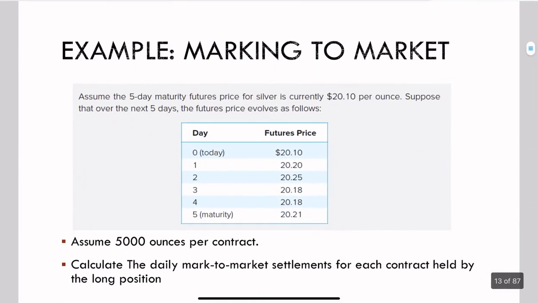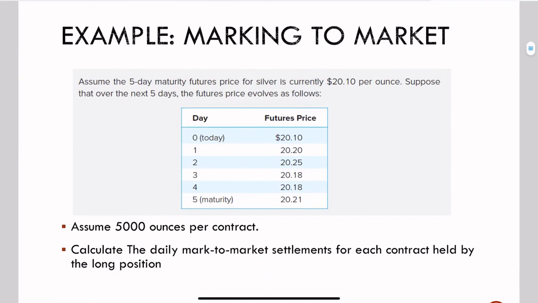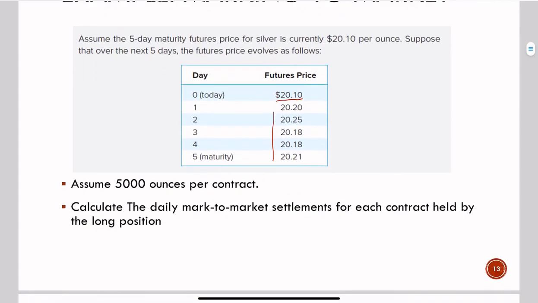Okay, now let's see this example. It will give you an even clearer idea of how marking to market works. We assume the 5-day maturity futures price for silver is this. Over the next 5 days, the futures prices are given by these numbers. Now, for one contract, the size is 5,000 ounces. So calculate the daily marking-to-market settlements for each contract held by the long position.